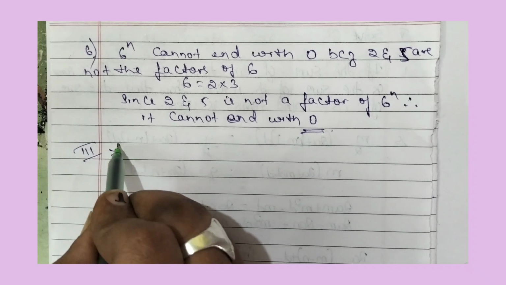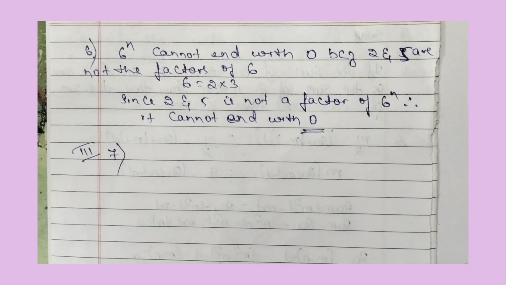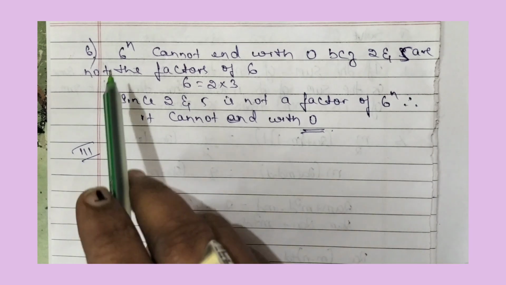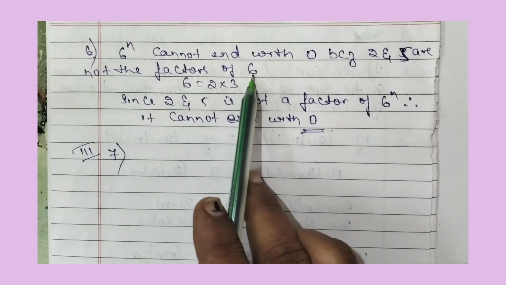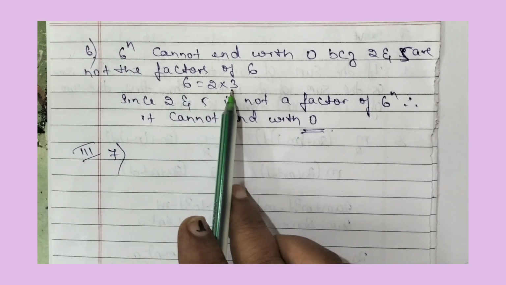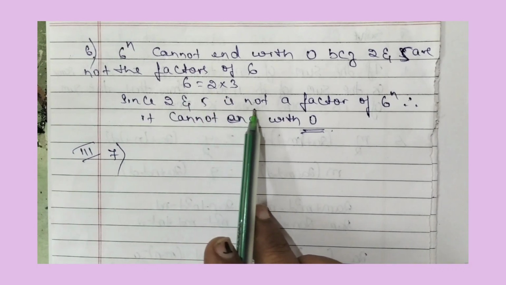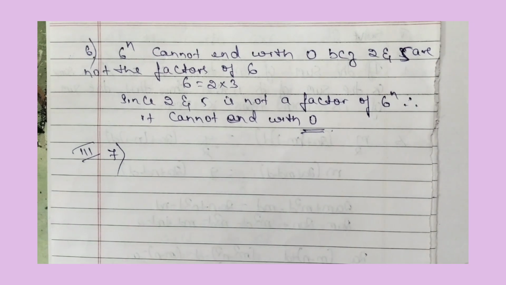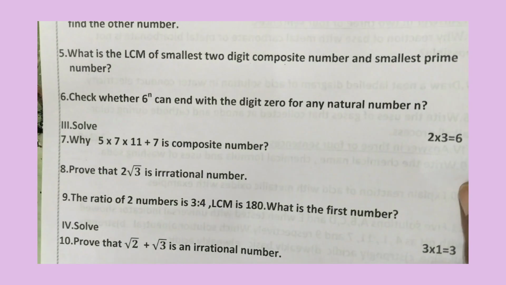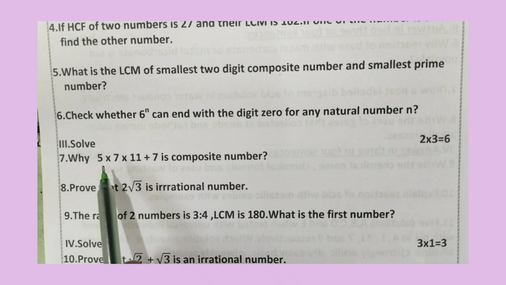So now let us move to the 7th question. So 6 to the power of n cannot end with 0 because 2 and 5 are not the factors of 6. The factors of 6 are 2 and 3. Since 2 and 5 are not factors of 6 to the power of n, therefore it cannot end with 0. So this is the answer for the 6th one. Now let us move to the 7th one.